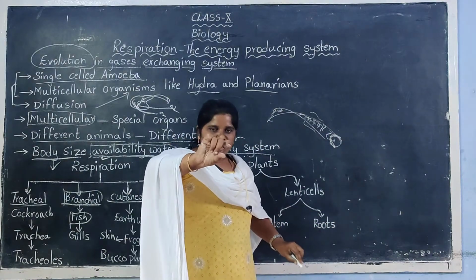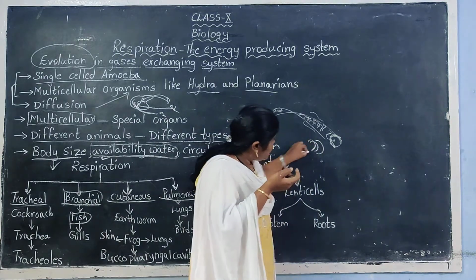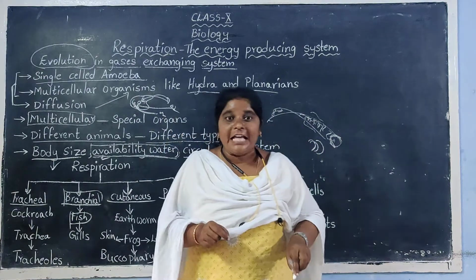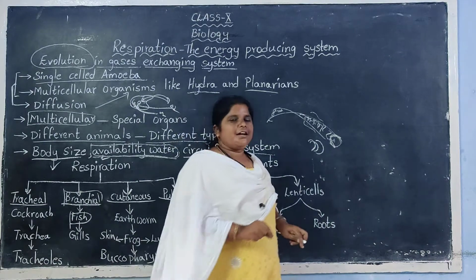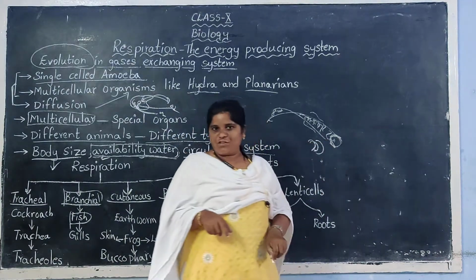Big gill pouch. There will be a gill pouch like this. It will be red in color. They should be very, very red in color. Then it is a fresh fish.